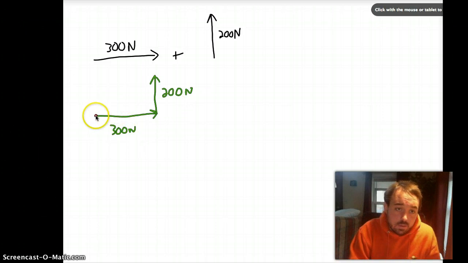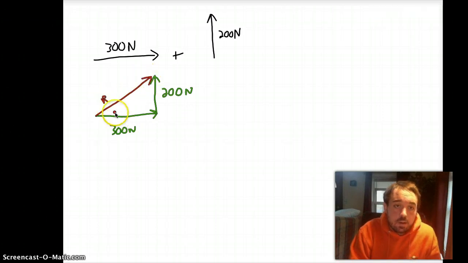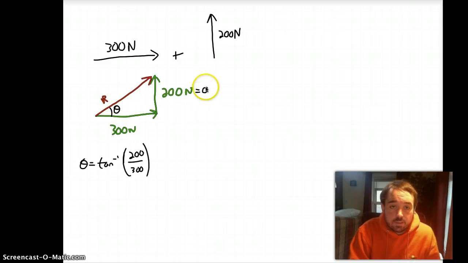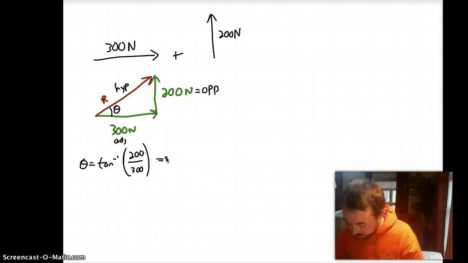Our resultant goes from where we start to where we end. That's value R. And our angle is our clean side, which is right here. So our angle is that angle. Theta is inverse tangent of opposite, which is 200, over adjacent, which is 300. Once you identify your angle, it should be relatively clear to say that that's our opposite side of the triangle, this is our adjacent side, and this is our hypotenuse. So I can do that right away.